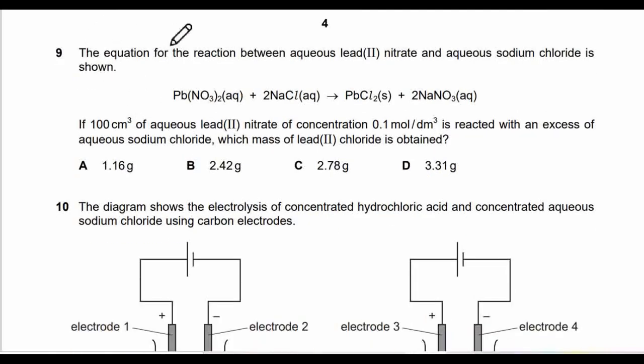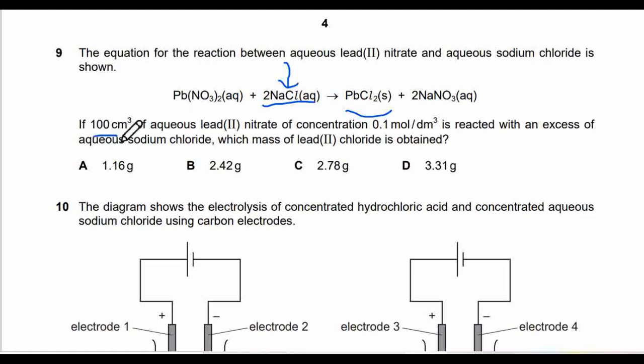Question 9. The equation for the reaction between aqueous lead nitrate and aqueous sodium chloride is shown. If 100 cm³ of aqueous lead nitrate of concentration 0.1 mol per dm³ is reacted with an excess of aqueous sodium chloride, which mass of lead chloride is obtained? Since this is in excess, the product depends on the moles of lead nitrate.